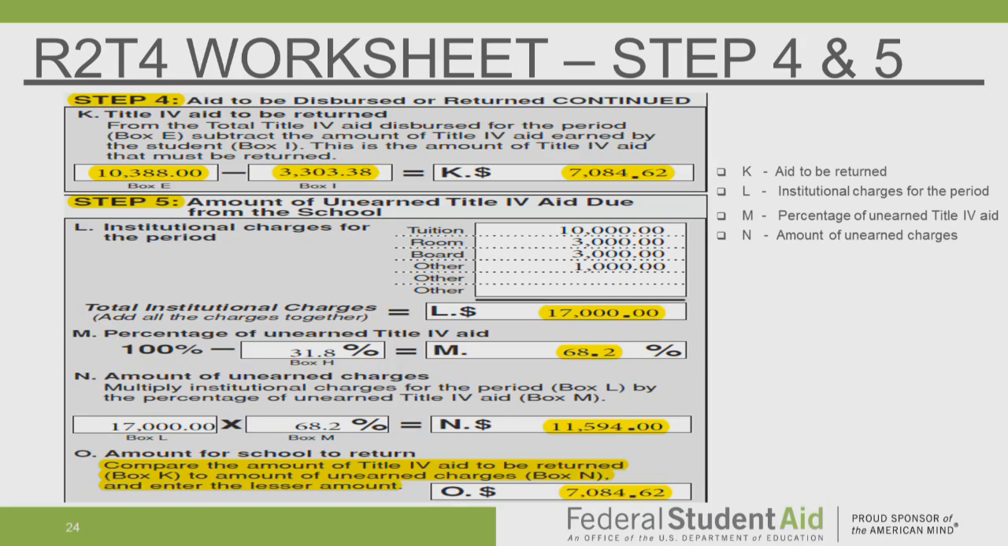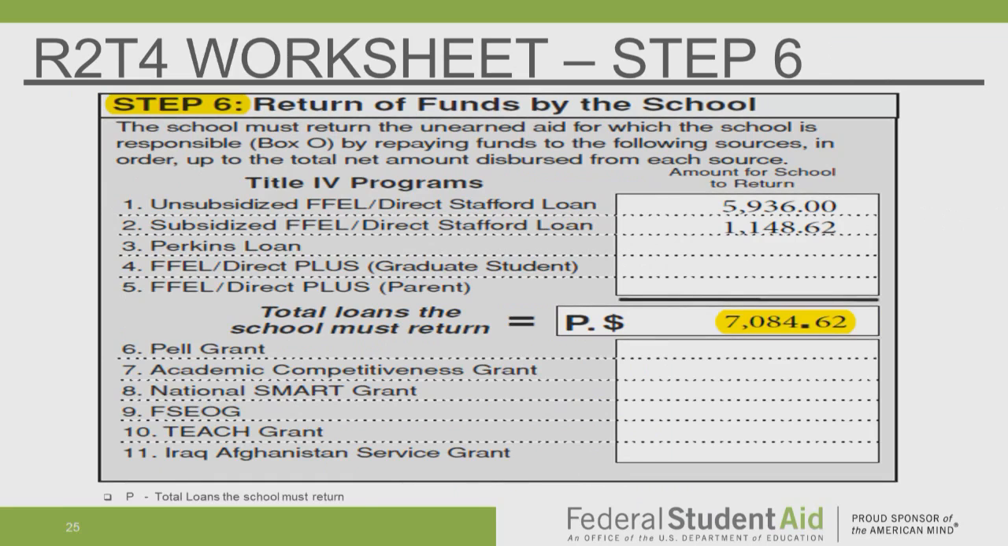You have to return $7,084.62 within 45 days. When you return, you need to return by the statutory order. You have to return unsubsidized first, then subsidized, and you have to round the return to the nearest dollar. So instead of $7,084.62, you return $7,084 only.